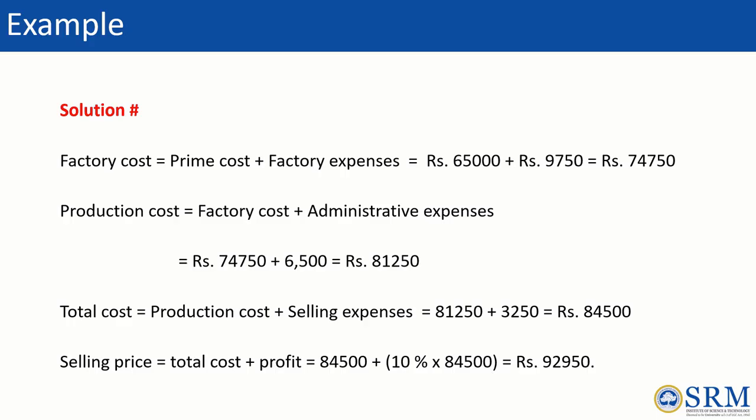Now we can accumulate our cost step by step up the ladder. Adding factory overheads of rupees 9,750 to our prime cost gives the factory cost as rupees 74,750. Adding administrative expenses of rupees 6,500 gives a production cost of rupees 81,250. Adding selling and distribution expenses of rupees 3,250, we get the total cost as rupees 84,500.